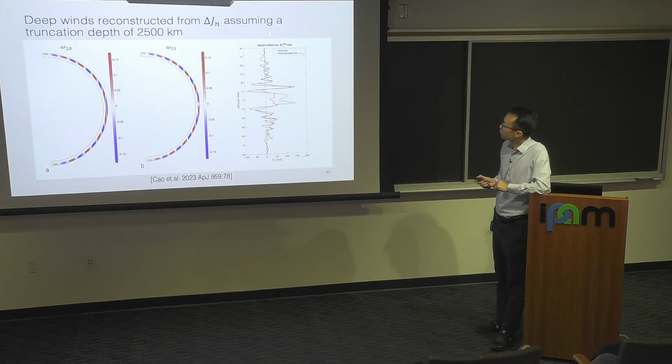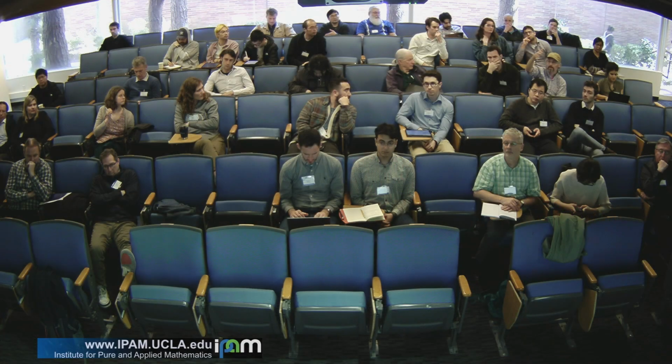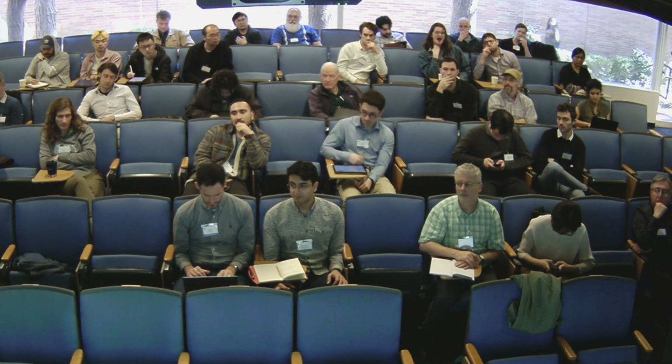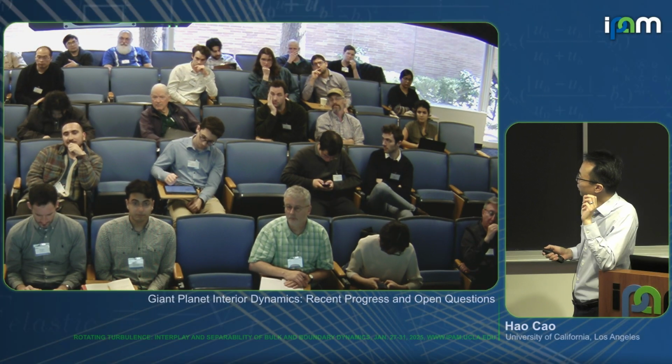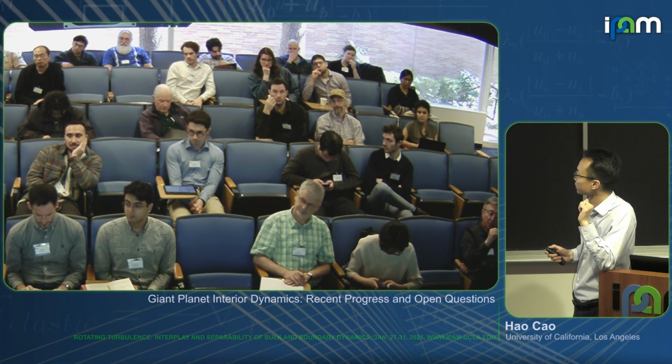This is assuming a depth of 2,500 kilometers. You truncate the wind at that depth. Yeah, Ben. The red line also has your truncation depth built in. That's right. So I'm going to show you different lines with different truncation depths. The red line is the line you get when you say the truncation depth is at 2,500 kilometers. Exactly.